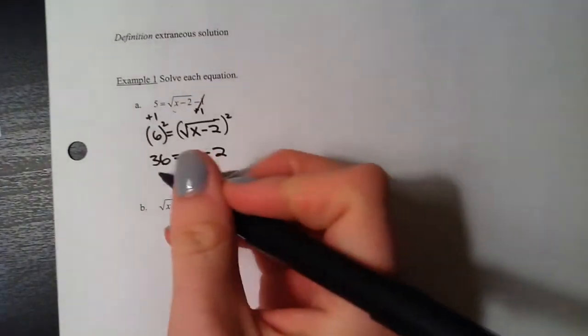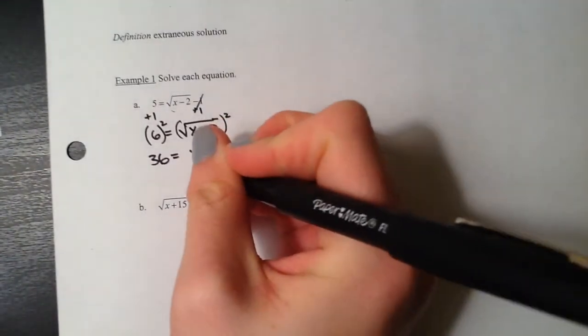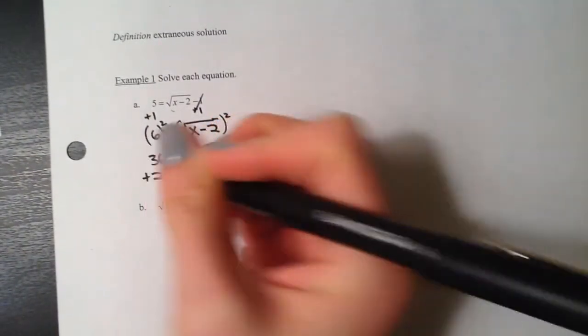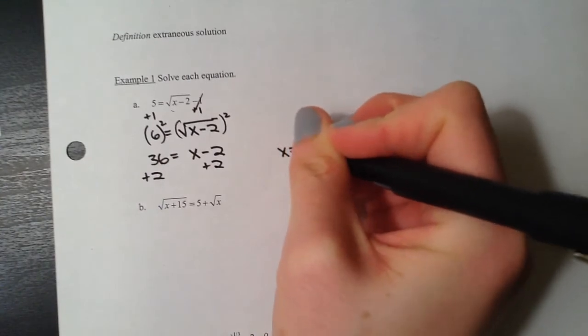All right, so polynomial equation, this is a pretty simple one. All we're going to do is we're going to add 2 to both sides here. Okay, so we end up with x equals 38.